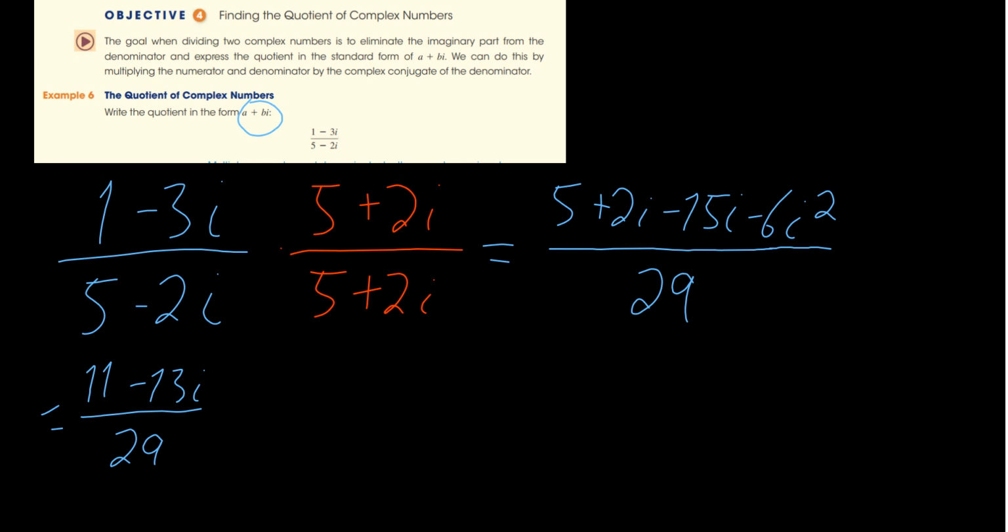Oh, Professor Brown said we got to put it in form a plus bi. Okay, well, how do I write this in the form of a plus bi? Well, it doesn't take much from here, right? We have a common denominator of 29. We're just basically going to do the reverse of what we have been taught to do when we have a common denominator. So instead of combining the denominators, we're going to split it up. So it's just going to be 11 over 29 minus 13 over 29i. And that's it.